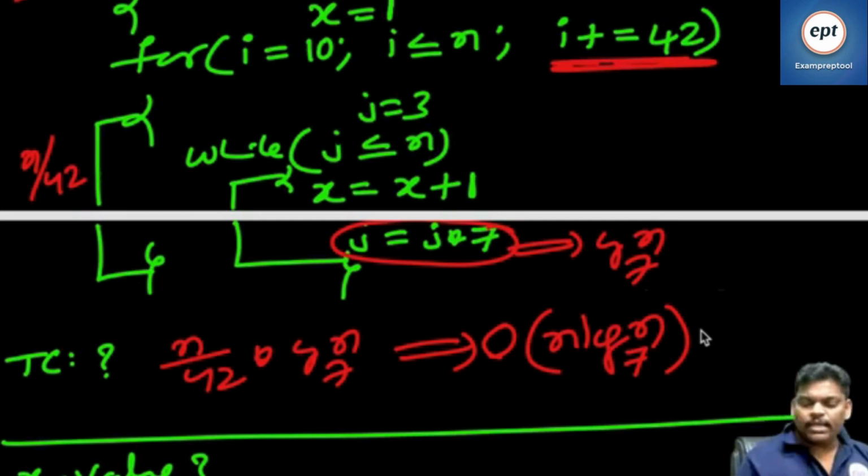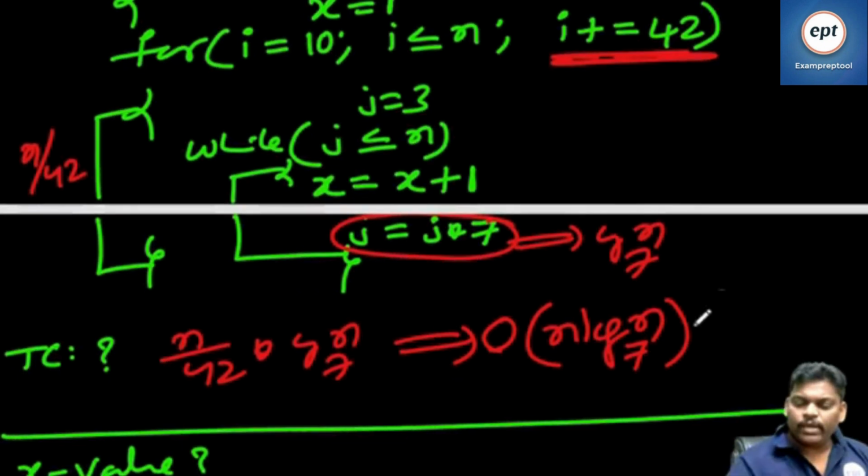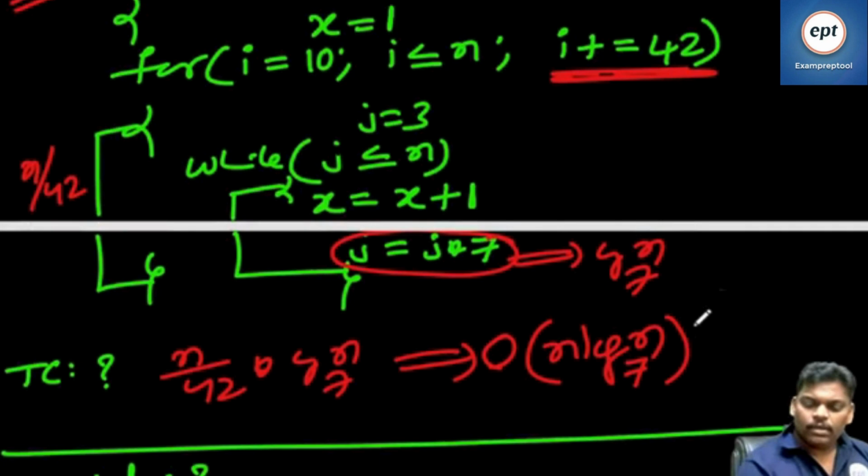Can you see the x value? The x value is initially 1. See what is happening.